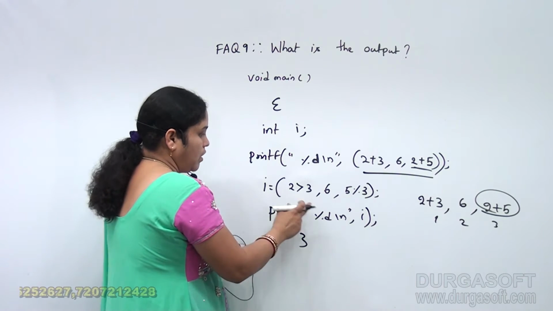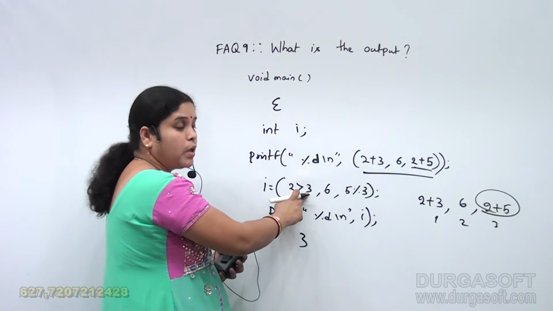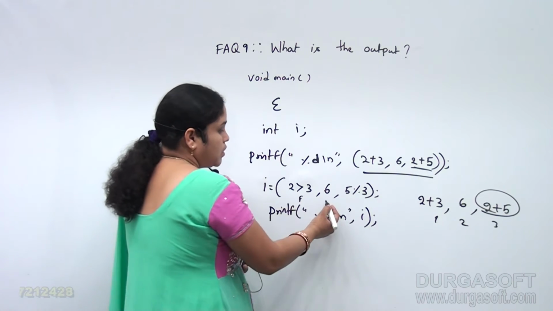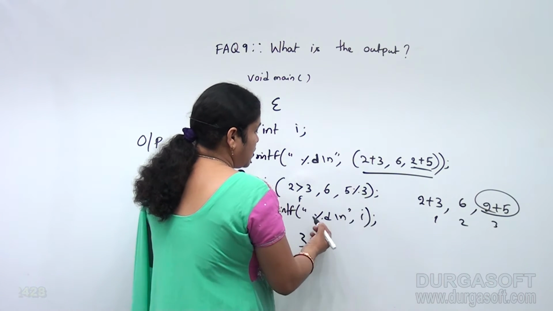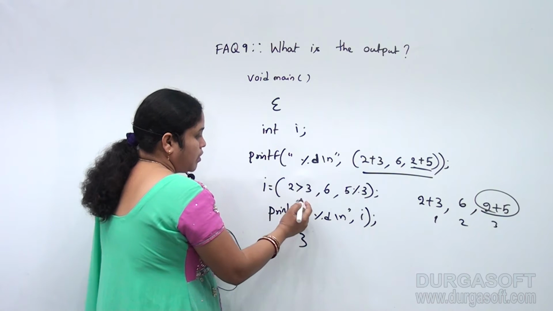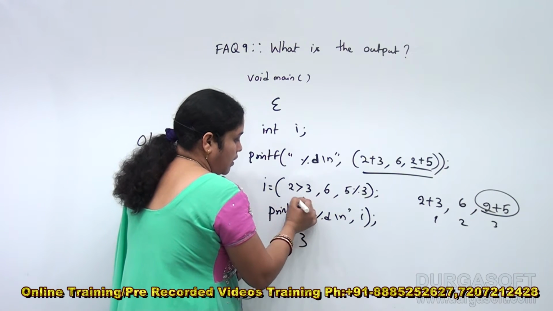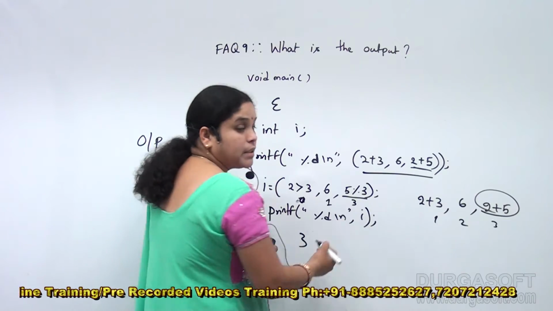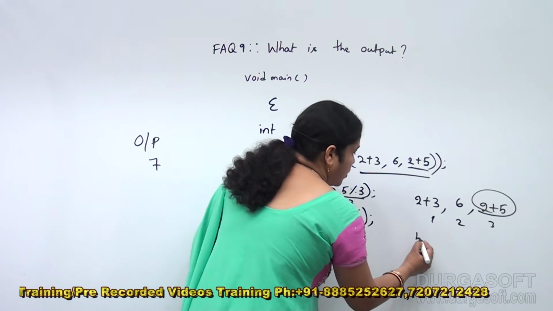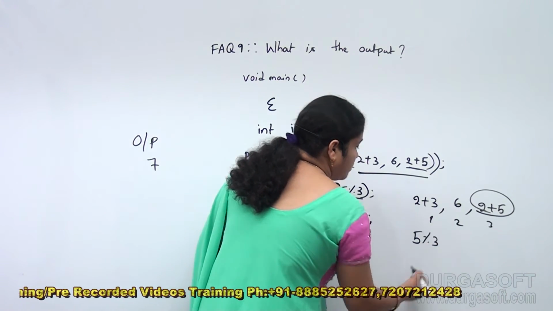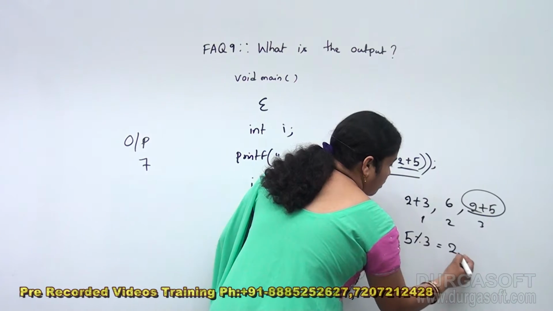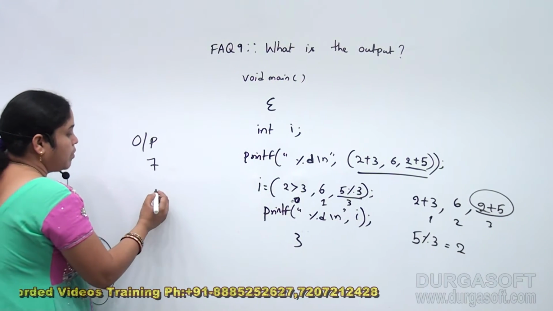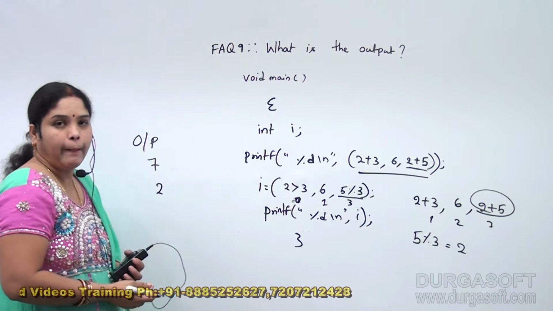Then i equal to 2 greater than 3. The condition becomes false. So 6. Next 5 %3. So in this step, first step it checks, then second step and the third step. So 5 %3 means modulus value. So you get the value 2. So the output of this program is 7 2.